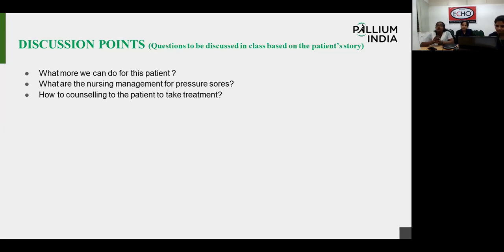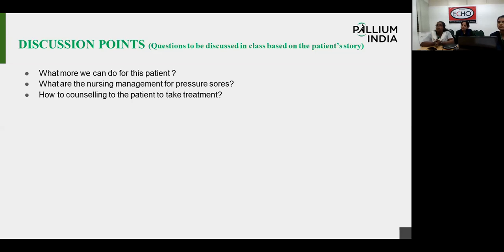Another thing is nutrition. Even if we change position every 2 to 3 hours, patients may still develop pressure sores because of poor nutrition. So protein intake is the major thing. You can make sure that they have taken adequate nutrition and protein in their diets. These are the important points for prevention of pressure ulcer.